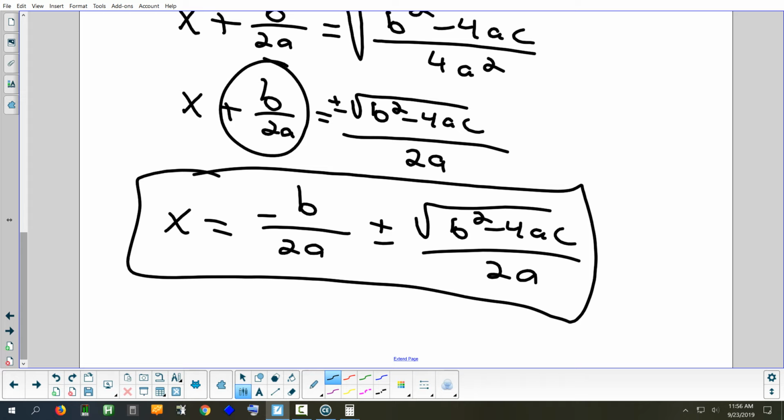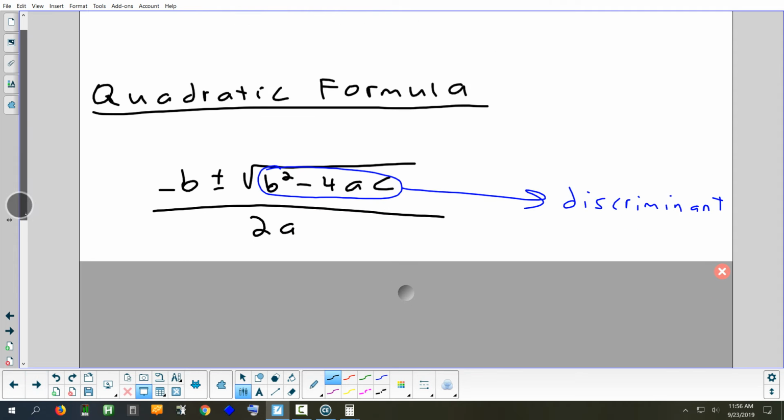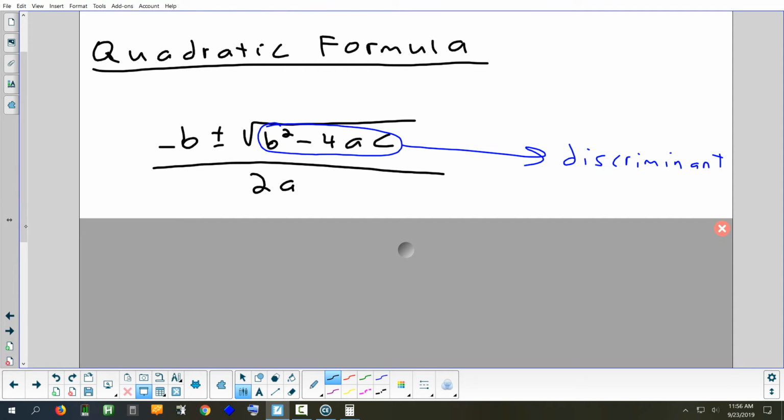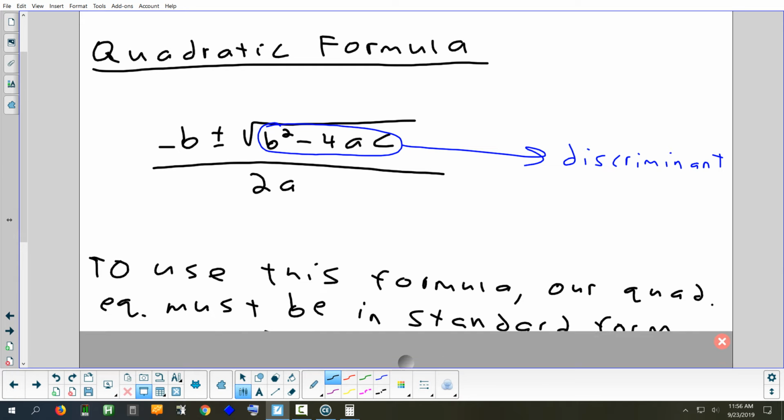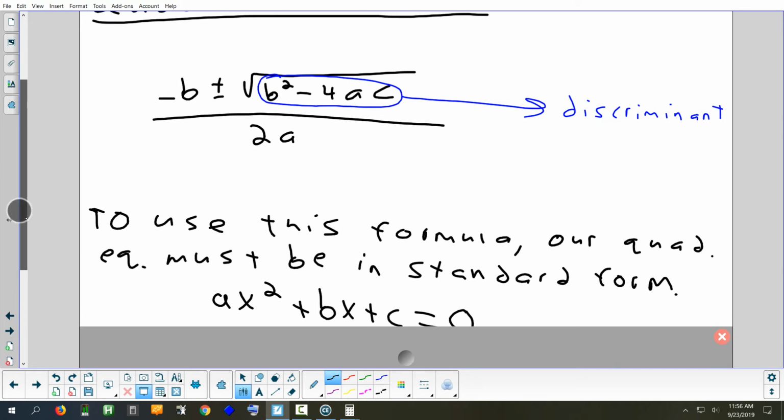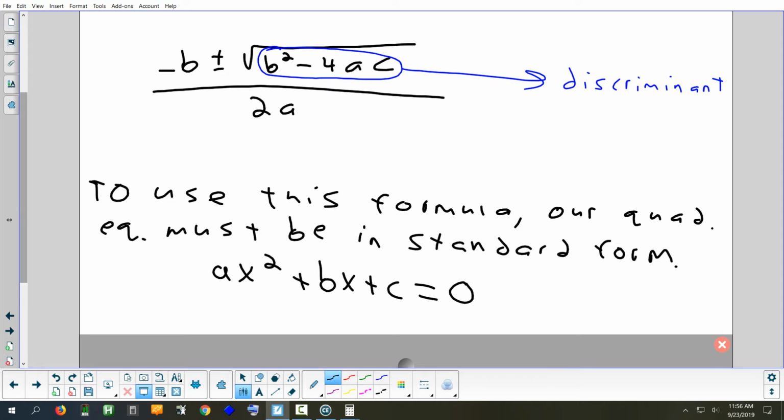Okay. Any questions on the idea? A little weird because it's all letters. Sometimes it's harder to follow than numbers, but it's the same process. Okay, so there's your quadratic formula. That part under the root is called the discriminant. And remember, to use that quadratic formula, your equation has to be in standard form. Standard form means it's equal to 0.